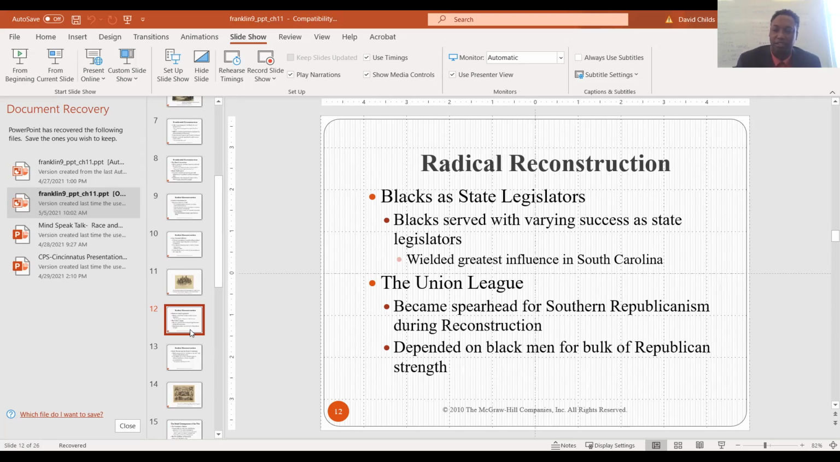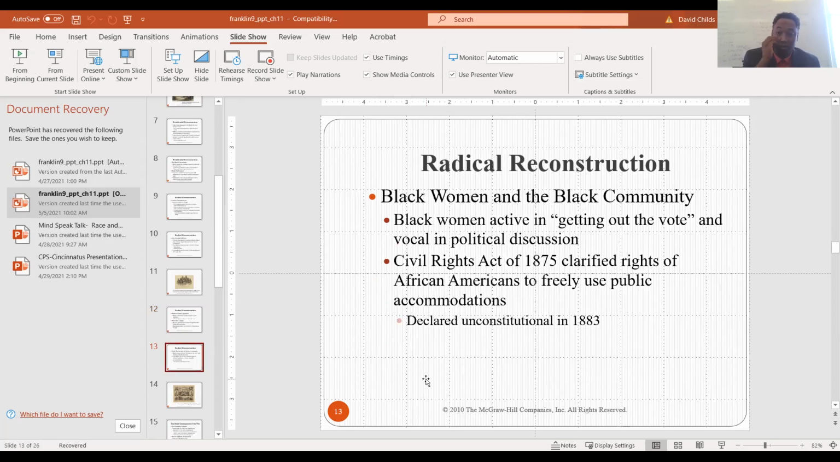So Blacks as state legislators, we were just talking about this. African Americans served with varying success as state legislators. They wielded the greatest influence in South Carolina. So way back in the 1860s, you had African American legislators in South Carolina. The Union League became the spearhead for Southern Republicanism. Let me move forward here. Black women in the Black community. I like this. Remember, we're in the 1860s and 1870s. Black women were organizing a get-out-the-vote campaign and were vocal in the political discussion.